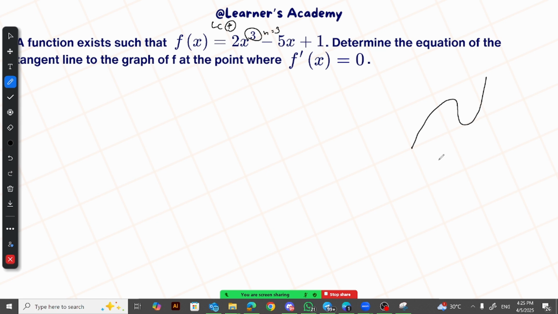And what does the question ask? Determine the equation of the tangent line to the graph of f at the point where f prime of x equals 0. Before that, we need to know that if we differentiate a function, if we find the derivative of that function, we get to learn the gradient of the function at the point of x.